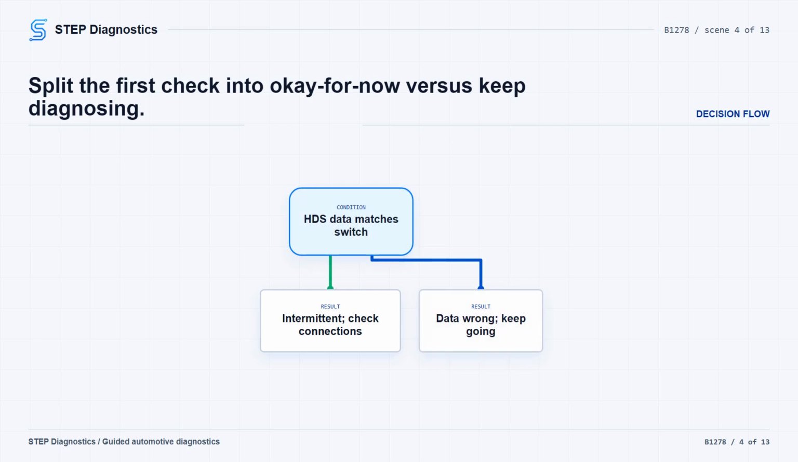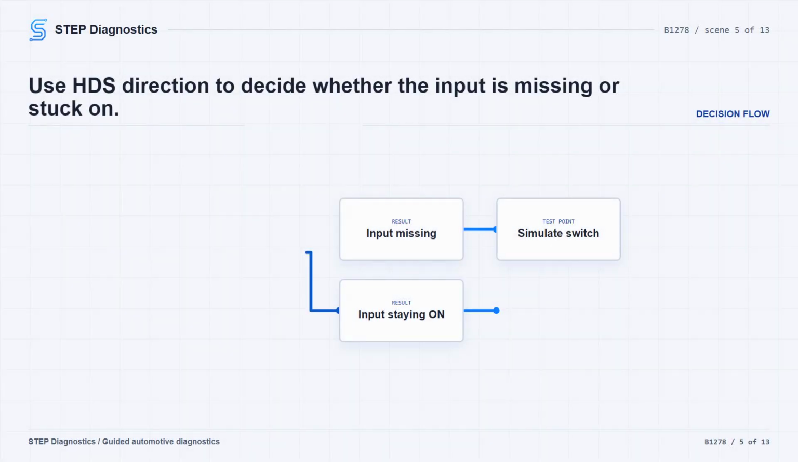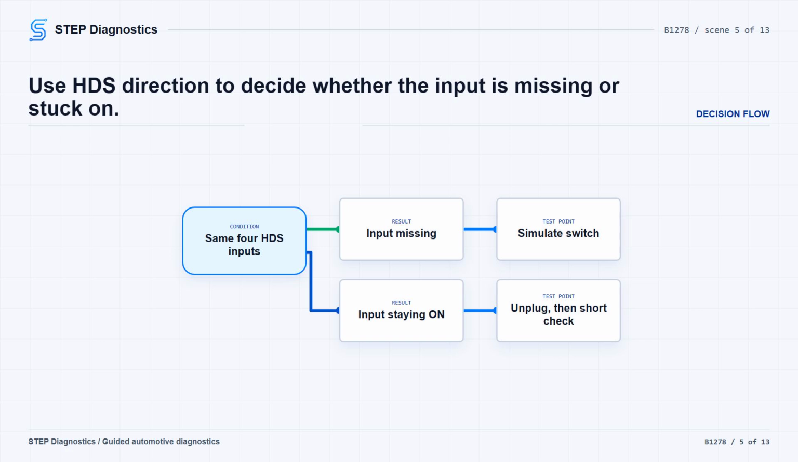If all of that data is correct, treat it as an intermittent problem for now and check for loose or poor connections. If the data is not correct, keep going. Next, check the same 4 HDS parameters again. The direction of the failure matters. If the data list value is OFF when it should be on, move to the jumper wire check at the combination light switch connector. If the value is not OFF when it should be, meaning the input is staying on, go after a possible switch or short to ground condition first.